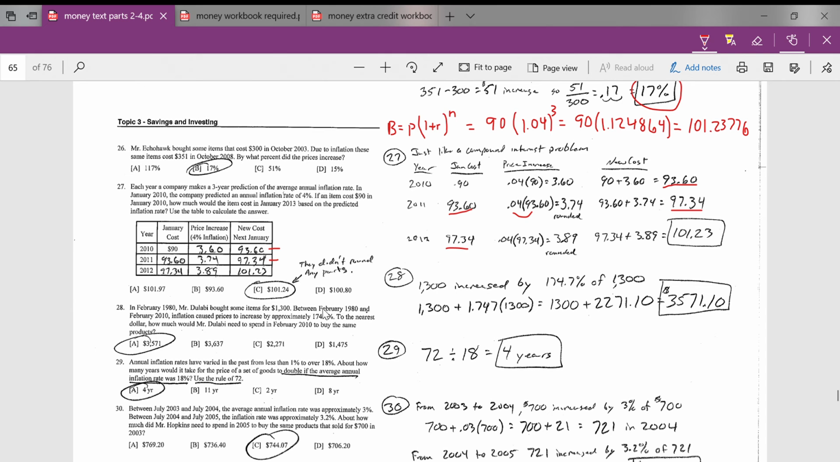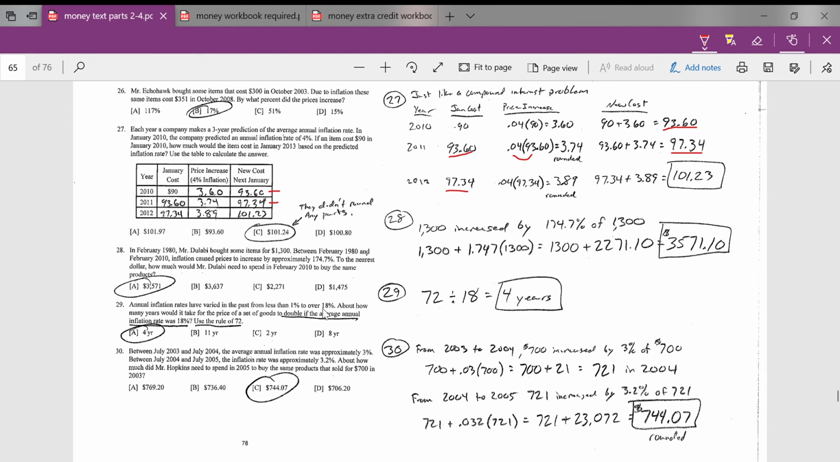Number 28 is very similar to number 25. It's just going to look a little weird because the percent's so big, but it says in February 1980, you bought some items for $1,300. Between February 1980 and February 2010, inflation caused prices to increase approximately 174.7%. To the nearest dollar, how much do you need to spend in February 2010 to buy the same products? So you start with this amount, 1,300.